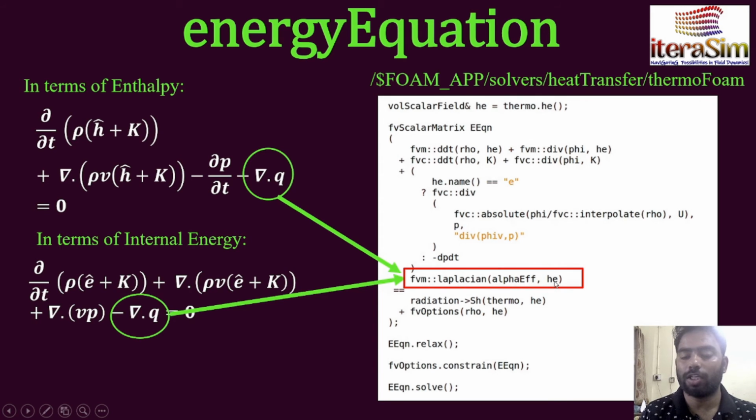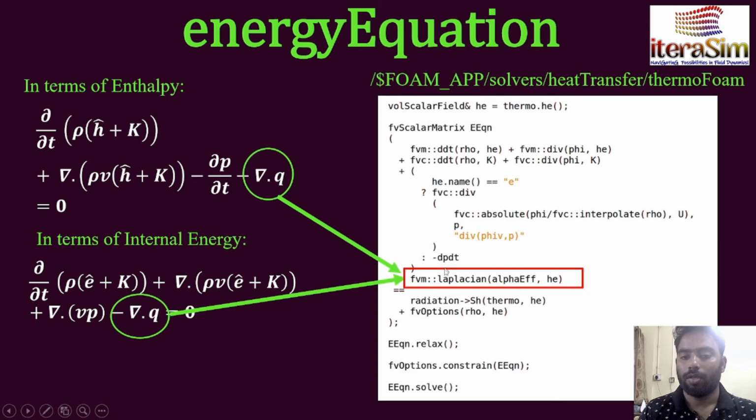So this H equal to either E or P, based on whatever definition you are given here, and that will take the Laplacian of alpha effective. I have told you that it is the combination of the thermal diffusivity due to the turbulence and due to the laminar, and this alpha effective will be calculated, and after this the terms will be calculated here.